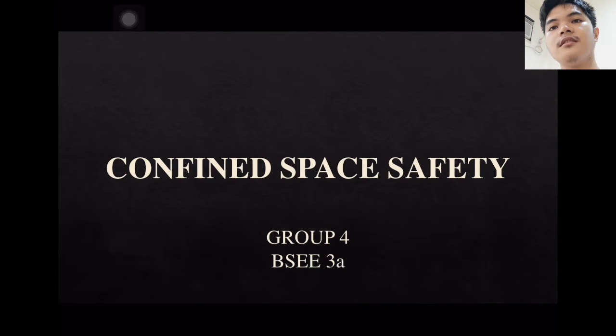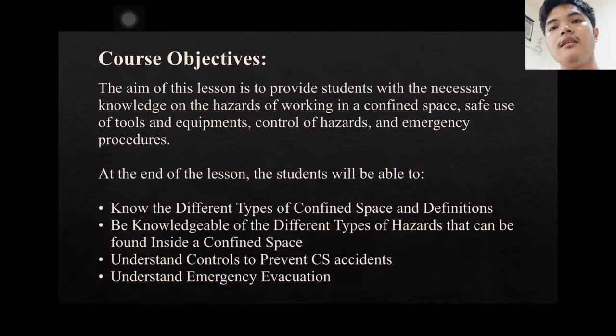Confined Space Safety. Course Objectives. The aim of this lesson is to provide students with the necessary knowledge on the hazards of working in a confined space, safe use of tools and equipment, control of hazards, and emergency procedures. At the end of the lesson, the students will be able to know the different types of confined space and definitions, be knowledgeable of the different types of hazards that can be found inside the confined space, understand controls to prevent CS accidents, and understand emergency evacuation.